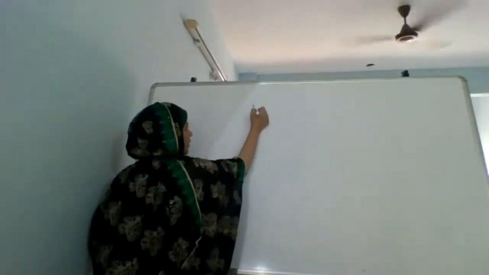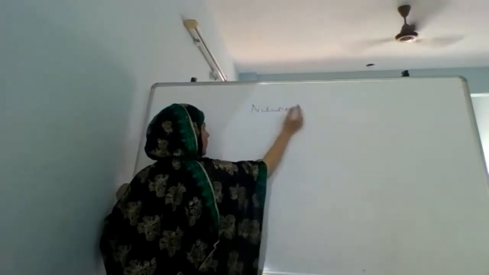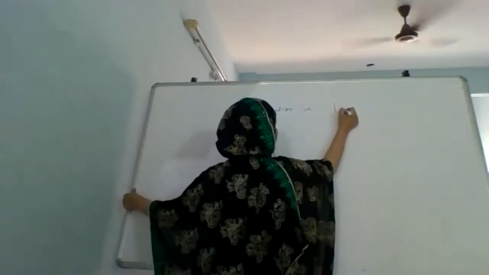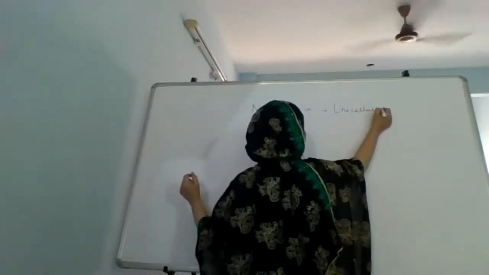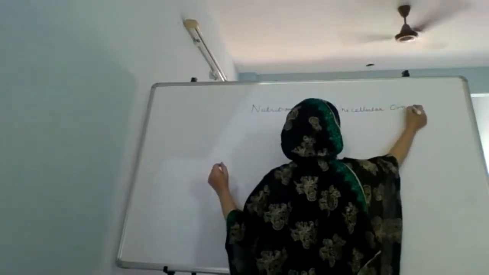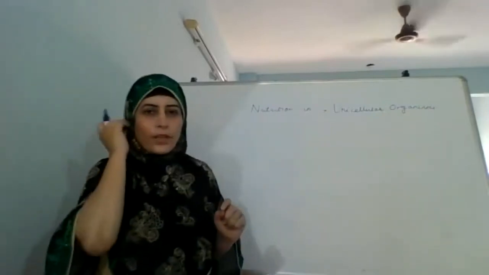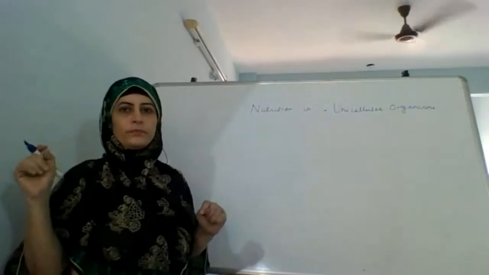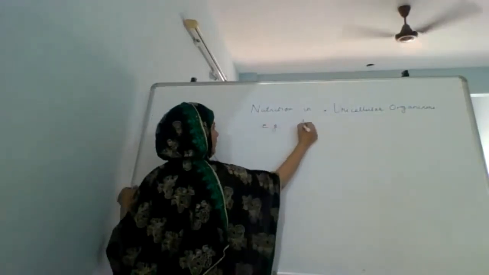So, nutrition in unicellular organisms. Can you tell me an example of unicellular organisms? Example, amoeba.